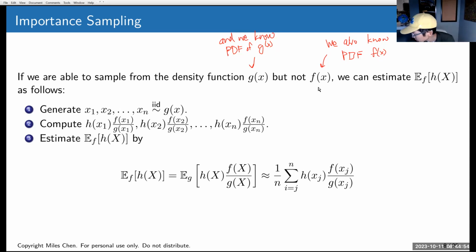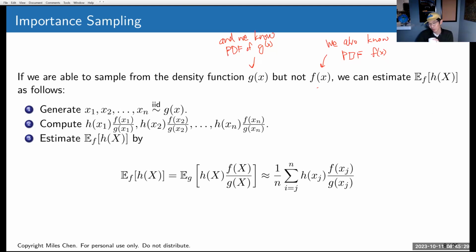We can't generate samples, random values of x, but we can estimate this desired quantity. We just generate values from g of x, and then we compute our function h of x times f of x divided by g of x. We compute that for all of the different values of x that we generate. And then we take the average. And that's it. And it works.